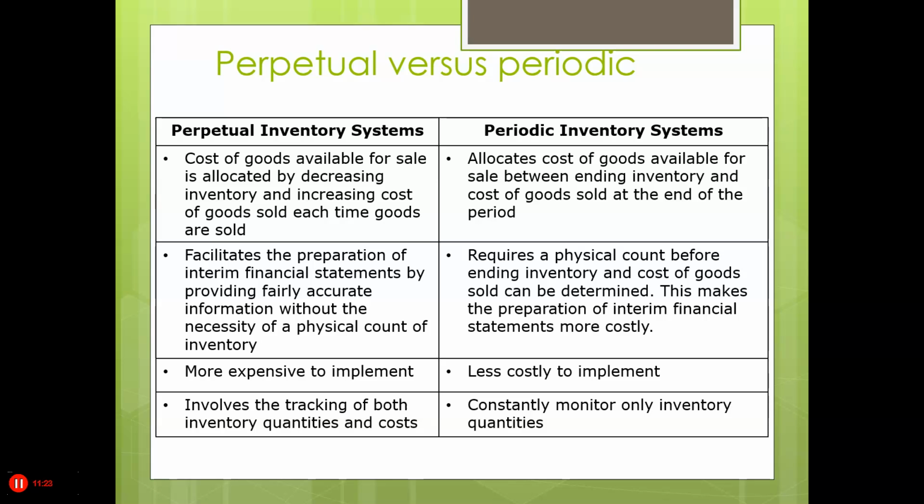So for perpetual inventory, cost of goods available for sale is allocated by decreasing inventory and increasing cost of goods sold. So everything in perpetual goes to inventory. But remember, regardless of what method, you still have to do a physical inventory. And that ends this part 1.